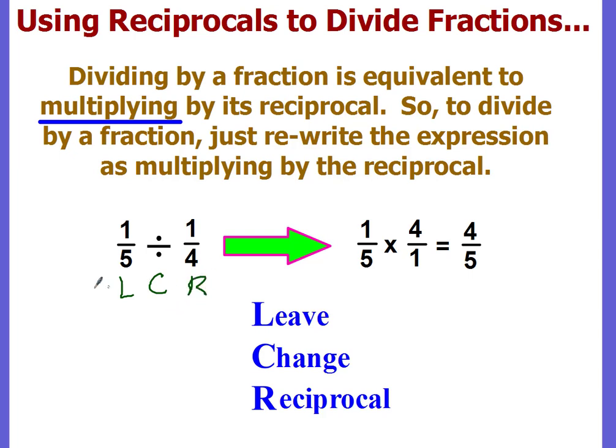And we're going to expect you to do this as you do your examples, your homework, and your test problems. Once you have the three letters assigned, then you're going to do LCR. Leave the first fraction alone. The dividend stays the same, it does not change. Change the division symbol to a multiplication symbol. And reciprocal: write the reciprocal of the divisor. So you just flip it over and 1/4 becomes 4 over 1. And then you multiply. So let's go ahead and do a couple of examples.